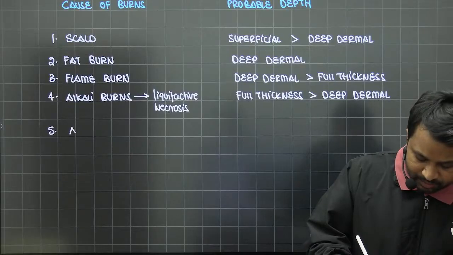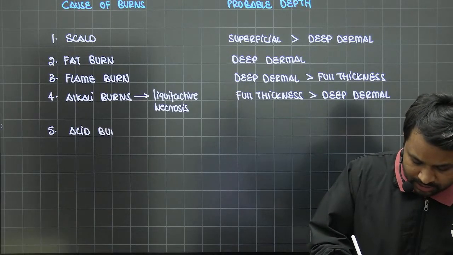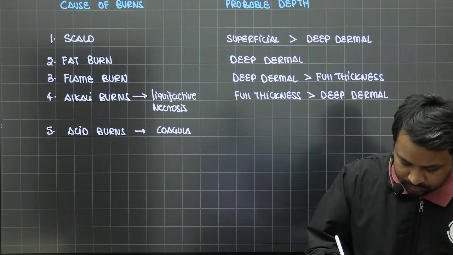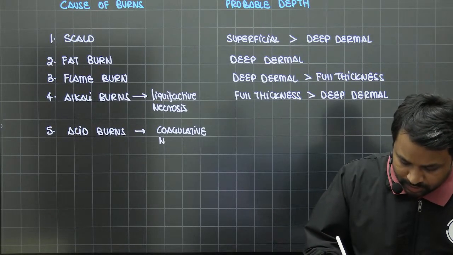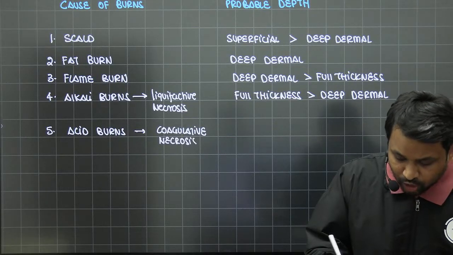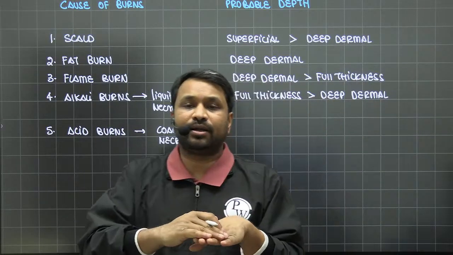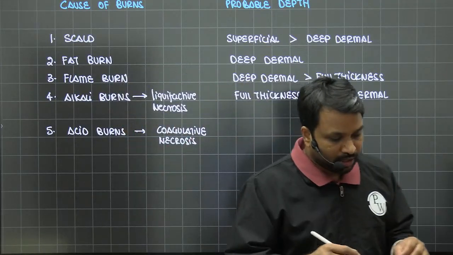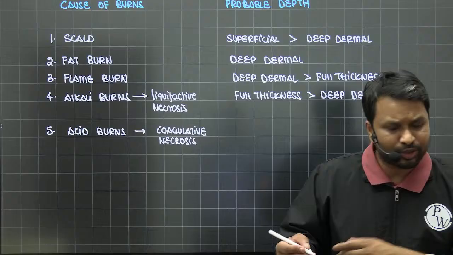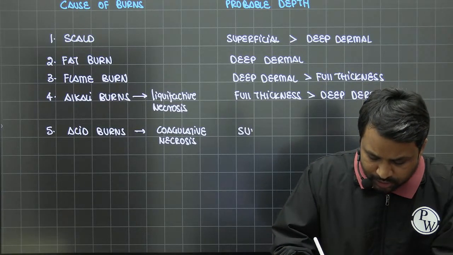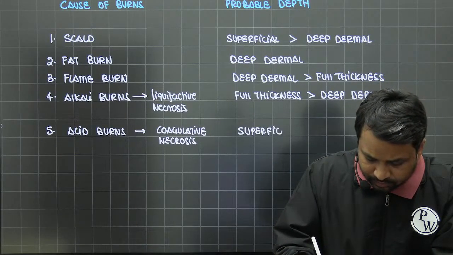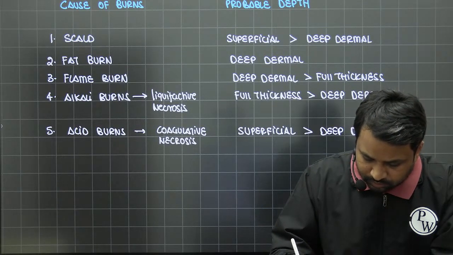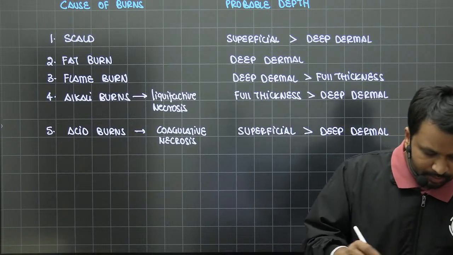Next, you have the acid burns. The acid burns are associated with coagulative necrosis. So the minute it forms the coagulum, or the coagulative necrosis, that itself acts as a barrier and won't allow the acid to penetrate into deeper tissues. So hence, usually it is going to be superficial when compared to deep dermal.